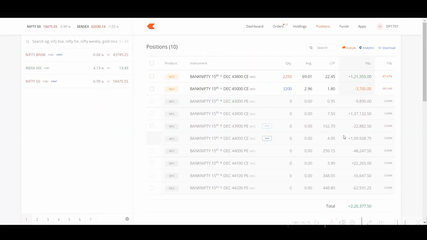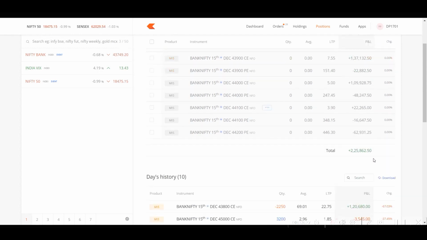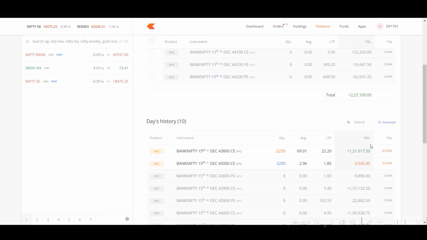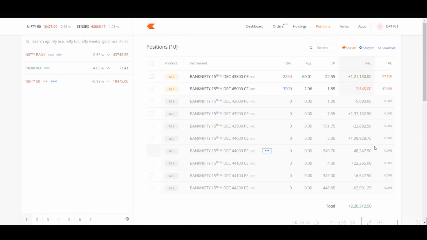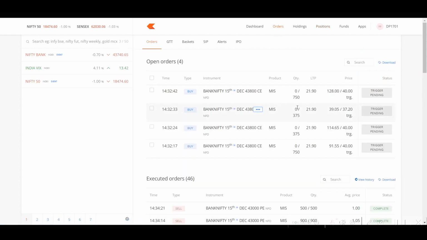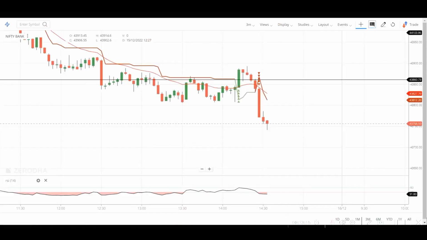Okay, so still we can see Bank Nifty is going down, and profits have crossed 2,25,000, and we still have the 43,800 call with 20 rupees premium left with us. So I'm not in a mood to close my position. I'm just trailing my stop losses very tightly. I don't want to take any more risk because time has already crossed 2:30. So I'm just going to trail my profits tightly.